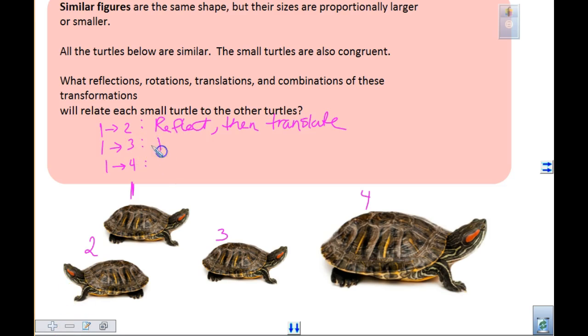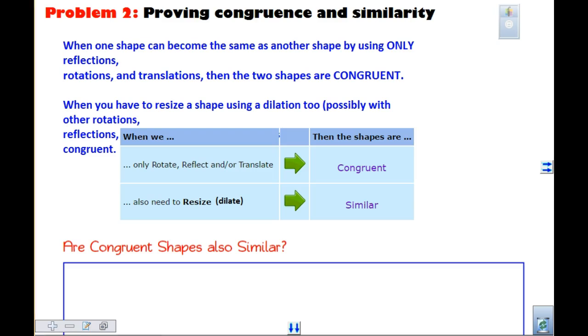We're just sliding it, right? 1 to 3, you're just going to do a slide. 1 to 4, probably a couple of things, right? Probably have to do what? Dilation, right? You're going to make it bigger. And then after we've made it bigger, then we probably have to translate it. We have to move it, right? So that's what we're going to be looking at as we look at some of your homework.